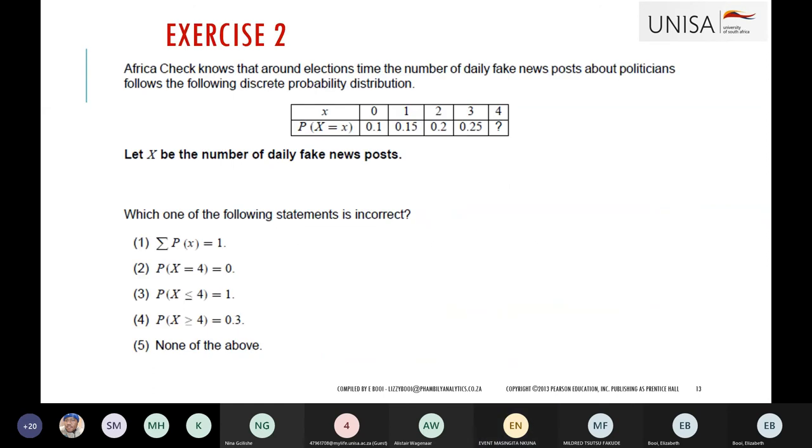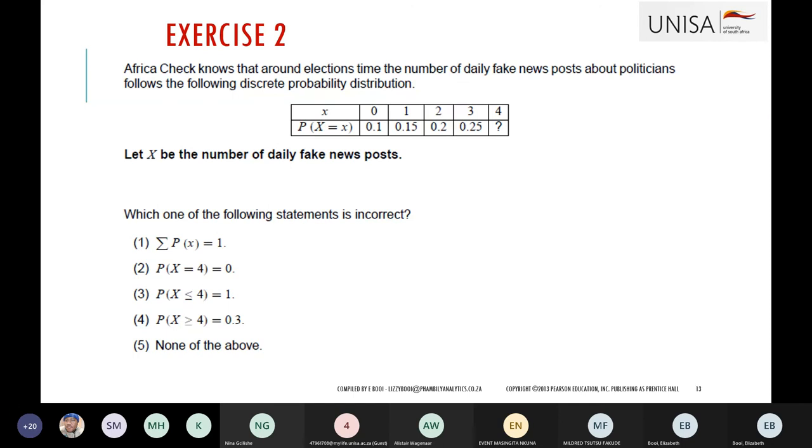Africa Check knows that around election time, the number of daily fake news posts about politicians follows the following discrete probability distribution. They give us our X outcomes of those daily fake news posts and their corresponding probabilities. Let X be the number of daily fake news posts. Which one of the following statements is incorrect?